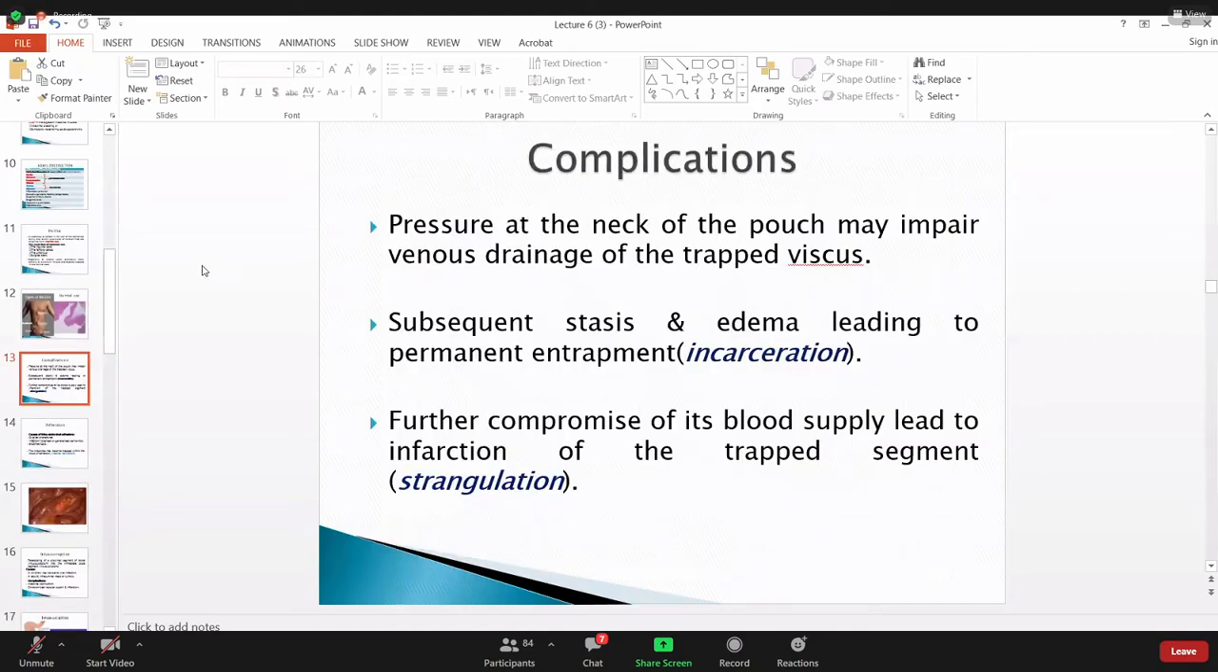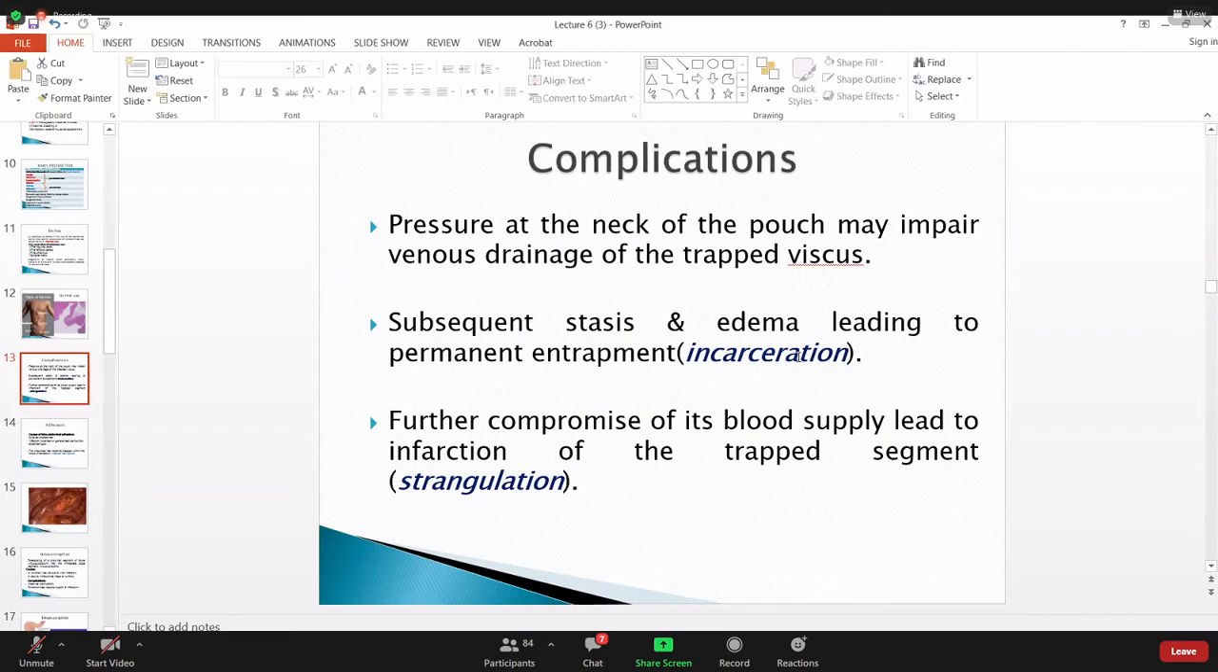Okay. So pressure at the neck of the pouch may impair venous drainage of the trapped viscus, as we said; it creates pressure and impairment of the venous outflow. Subsequent stasis and edema lead to permanent entrapment, or incarceration. You will see cases of hernia when you go to surgery, God willing.